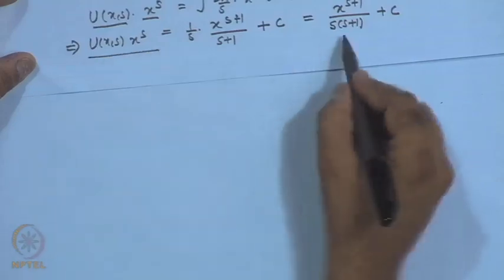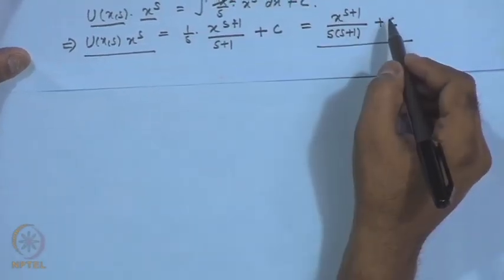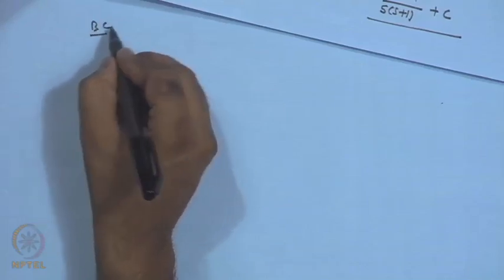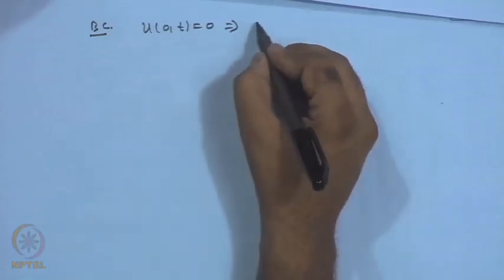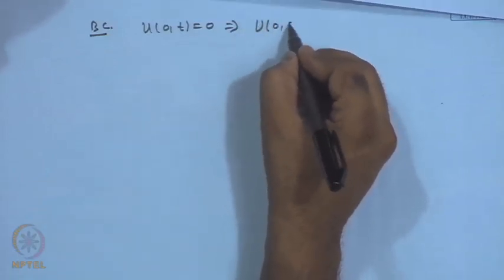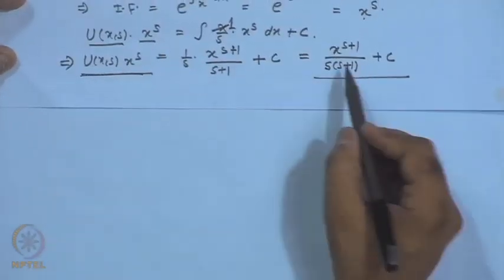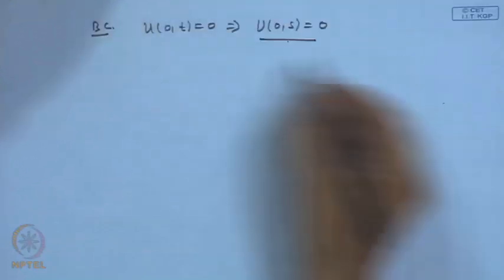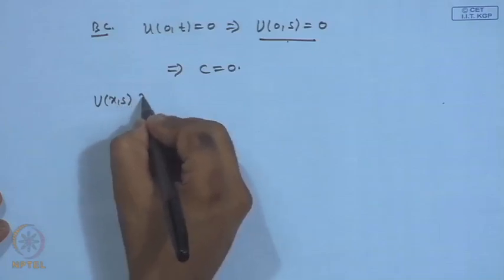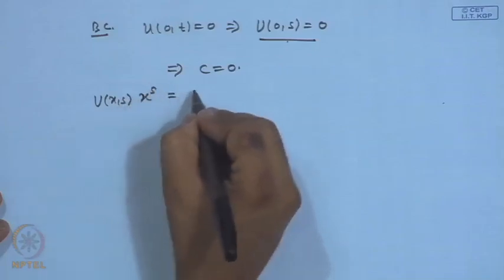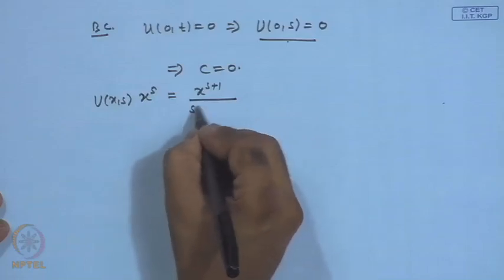So, this is here u(x,s) times x to the power s. Now let us consider this equation itself and get this constant c. Our boundary condition, the second condition, was that u(0,t) is 0, and this will give us that u(0,s) is 0. So, now we use this condition here. This is 0 and x is 0, this is 0, and this implies that our c is 0. So, our u(x,s) is x to the power s plus 1 over s times s plus 1.